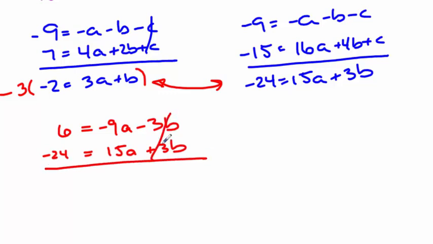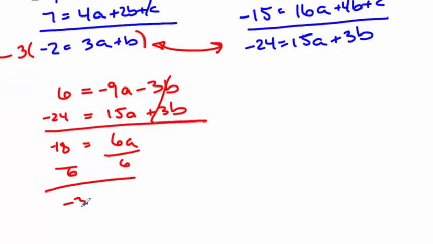The 3b and the negative 3b eliminate. I have negative 24 plus 6 is negative 18 equals 15 minus 9 is 6a. And if I divide both sides by 6, we're going to get our value of a. So our value of a is negative 3.